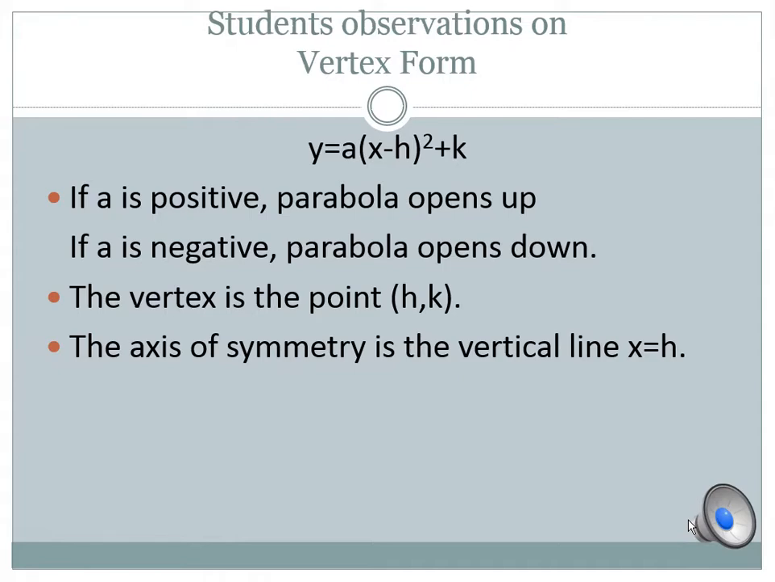If a is positive, the parabola opens upwards. If a is negative, the parabola opens downwards. The vertex is the point (h, k). Algebraically, a times (x minus h) whole squared plus k is called vertex form. The axis of symmetry is the vertical line x equals h.